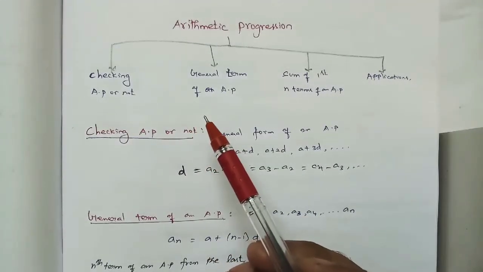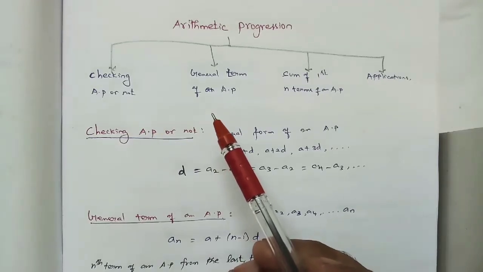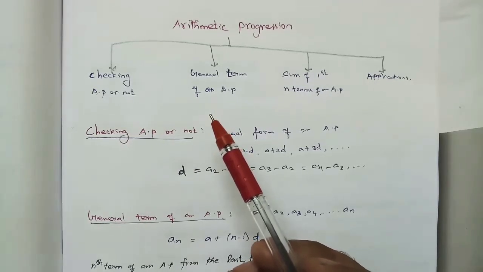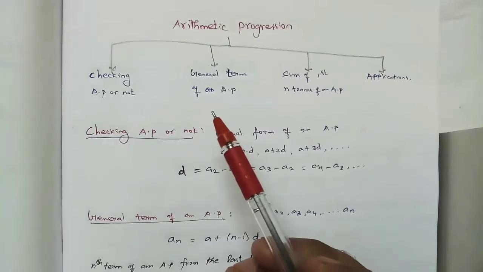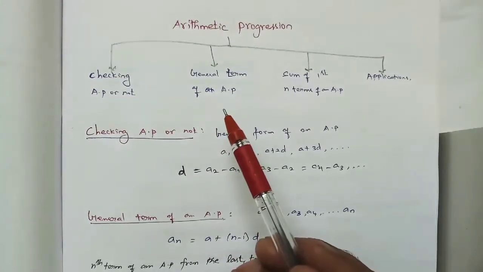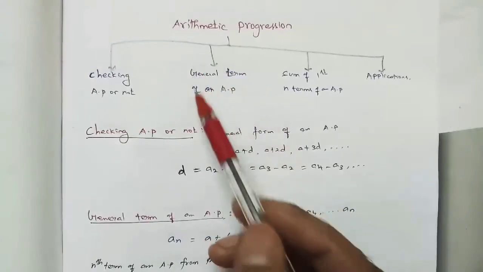How many terms are there in an AP, or find the nth term of an AP, that is the general term of an AP. Otherwise, you can find the 7th term or 10th term from the last of an AP. Likewise, we want to find so many things. All that we will find under the second concept.